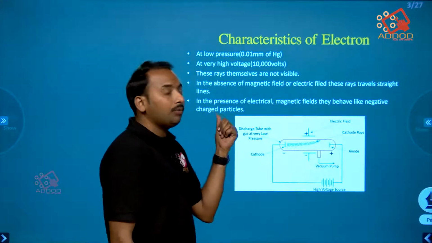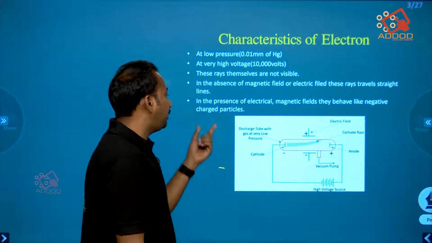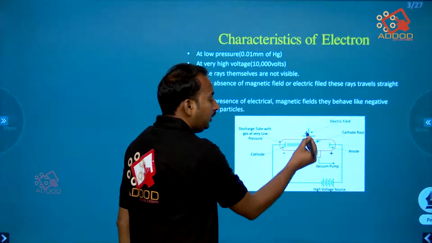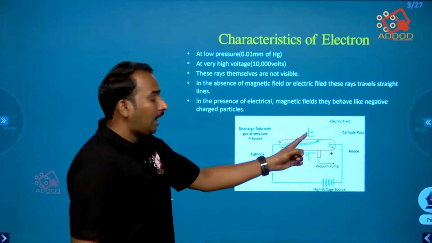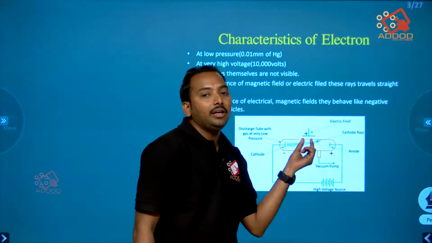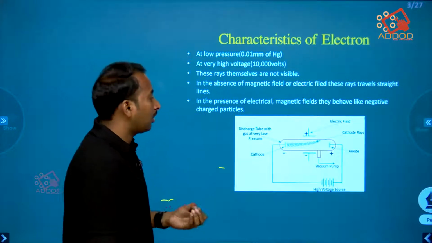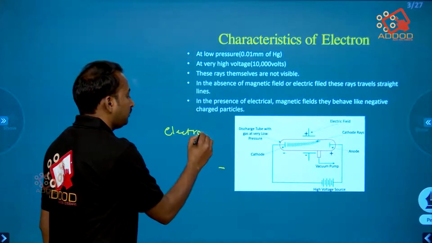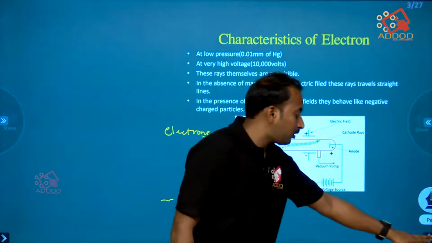In the presence of electric and magnetic fields, they behave like negatively charged particles. In the presence of an electric field, these rays move towards the positive electrode side, so they carry negative charge. These negatively charged particles are called electrons, and so they were named electrons.